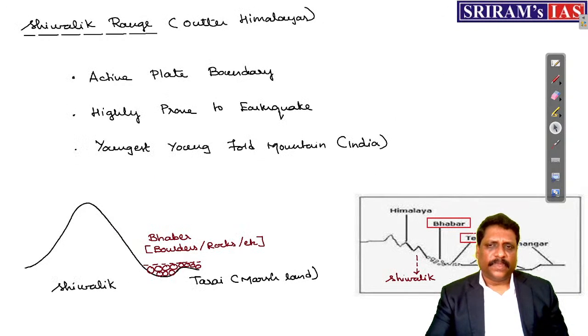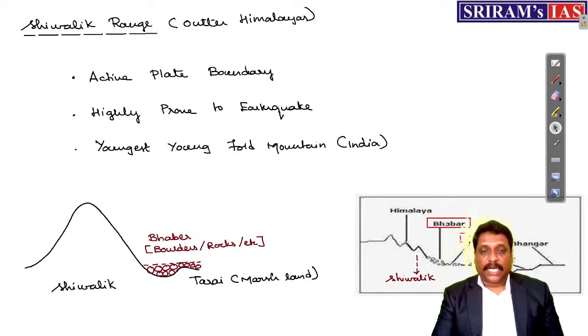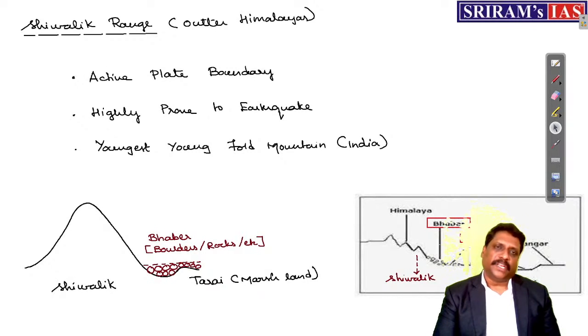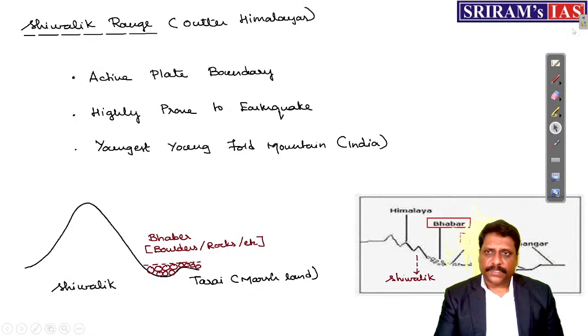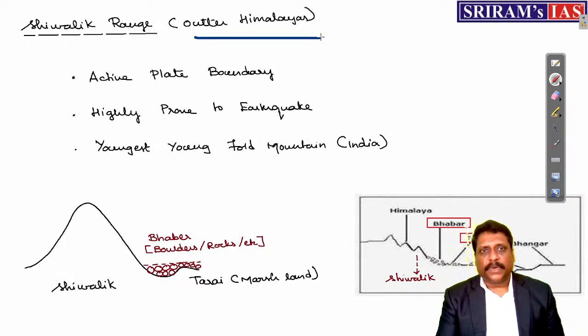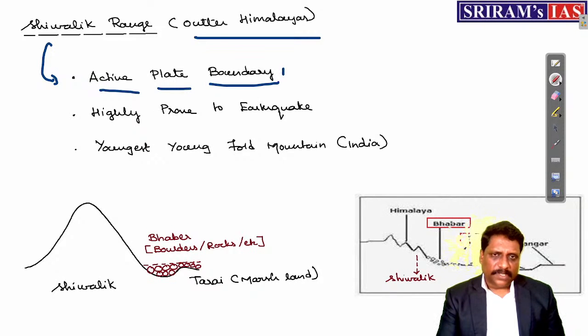Right, my dear friends. Now, finally coming to the last part of this, the mighty mountain ranges, the Shivalik range. Shivalik range, you call them as what? Outer Himalayas. Shivalik range, my dear friends, is a place where today you have this active tectonic plate boundary. It means Shivalik is largely known for what? Earthquakes, highly prone to earthquakes.